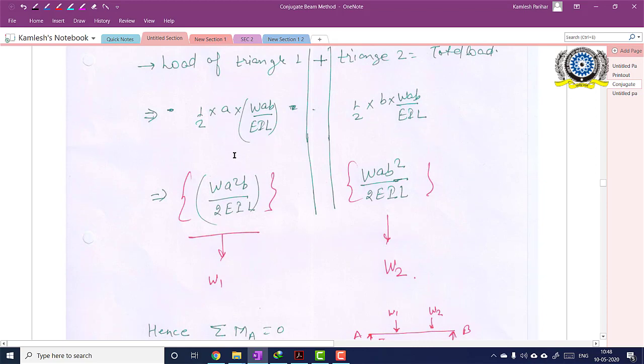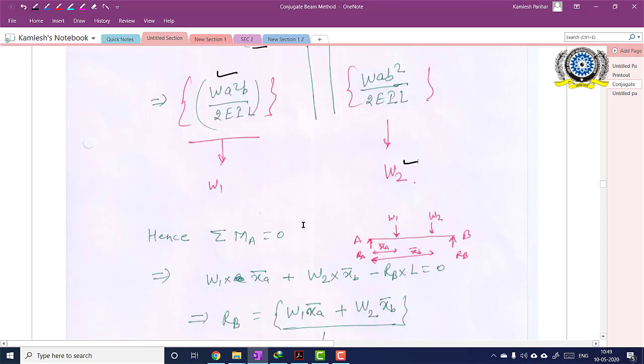Now, what is the load? We all know that load is always the area of the loading diagram. So I have calculated the area of this loading diagram. These are triangles, so area will be half into base into height. So W1 will be half times a multiplied by height. So here I will get W1, that is W a square b upon 2EIL. This is W1, and similarly we will find out W2. This W2 is W a b square upon 2EIL. So W1 and W2, the loads of the two triangular loads, I have calculated.